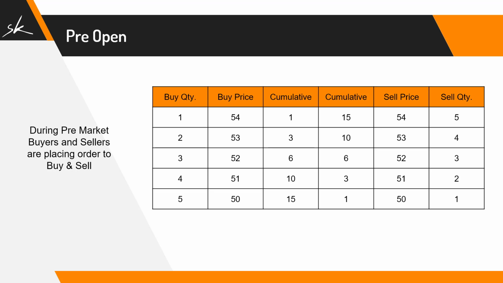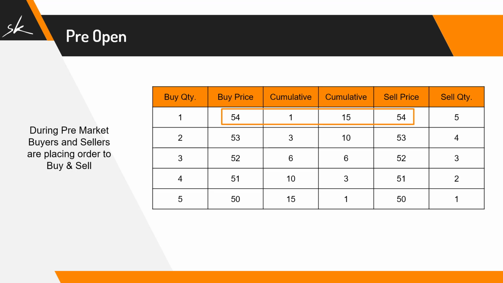So this is what happens during the pre-market. The market is accepting your buy orders and sell orders. Once all the orders are in the system, this is what happens. Let's assume that the market opens at 54. If the market opens at 54, we have cumulatively 1 share to be bought and 15 shares to be sold.